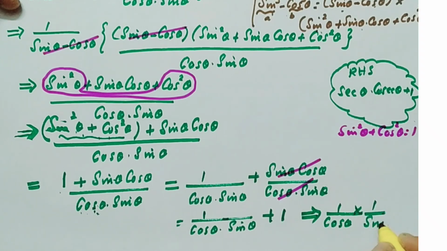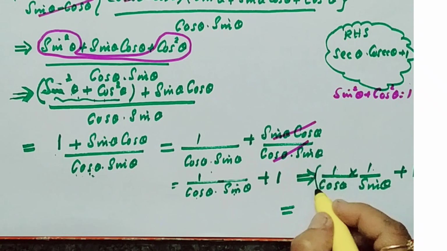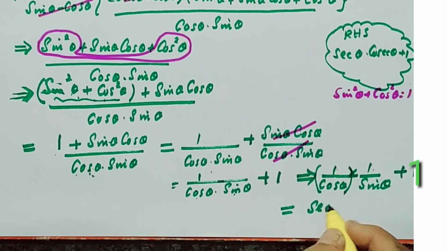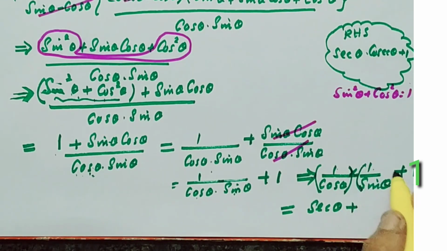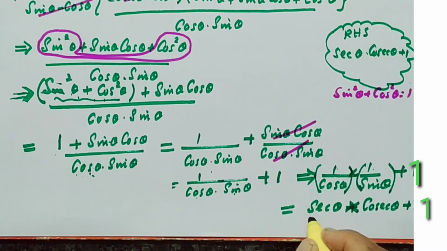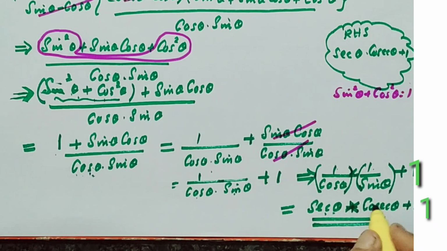This you can write as 1 by cos theta into 1 by sin theta. Any doubt? Look, 1 into 1 is 1, and cos theta into sin theta is cos theta sin theta, plus 1. What is 1 by cos theta? 1 by cos theta is called sec theta. The reciprocal of cos theta is sec theta, into 1 by sin theta. The reciprocal of sin theta is cosec theta, plus 1. So which is your RHS? Sec theta into cosec theta plus 1. That is your RHS.